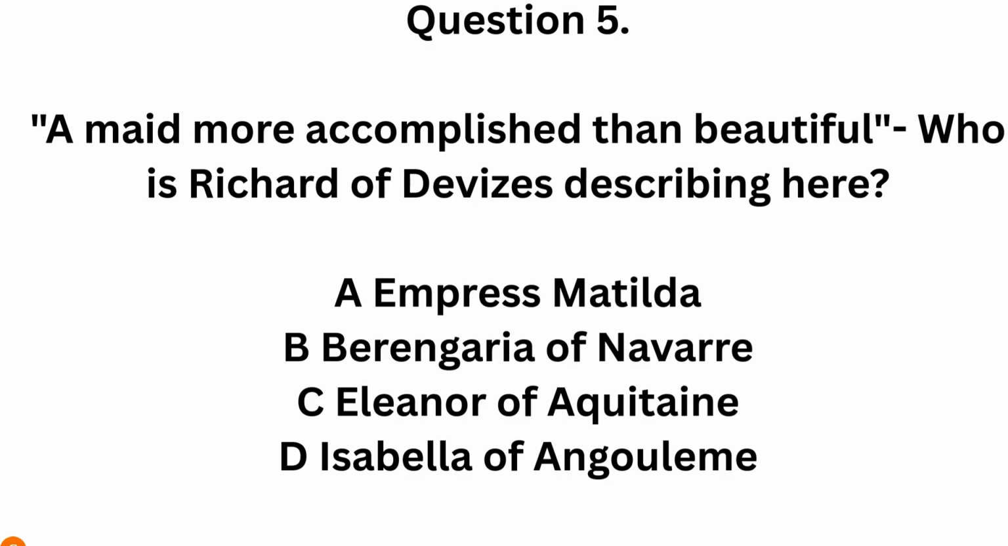Question 5. A maid more accomplished than beautiful. Who is the chronicler Richard of Devizes describing here? Is it A. the Empress Matilda, B. Berengaria of Navarre, C. Eleanor of Aquitaine, or D. Isabella of Angoulême?